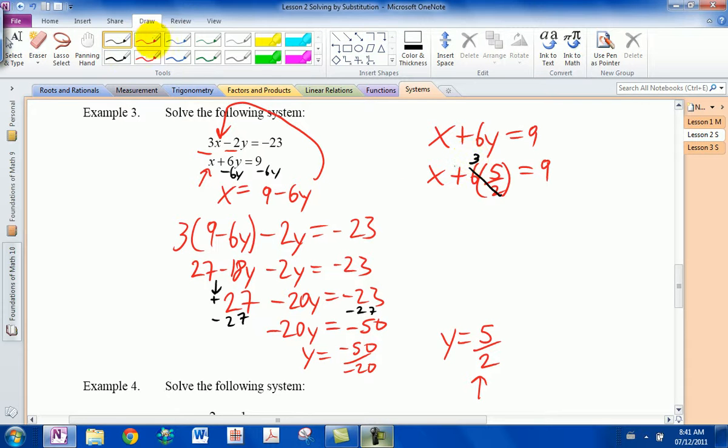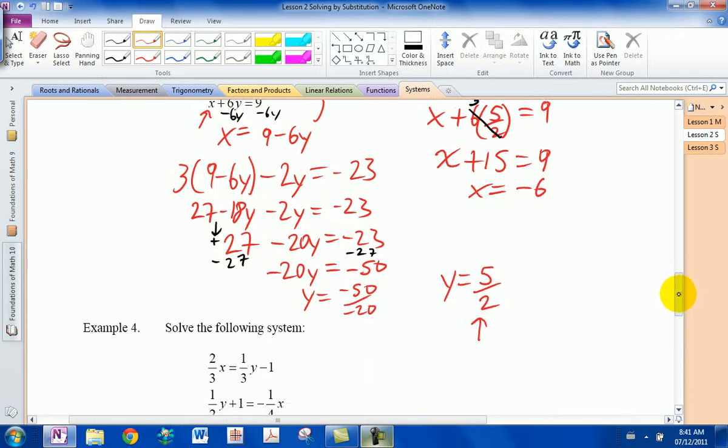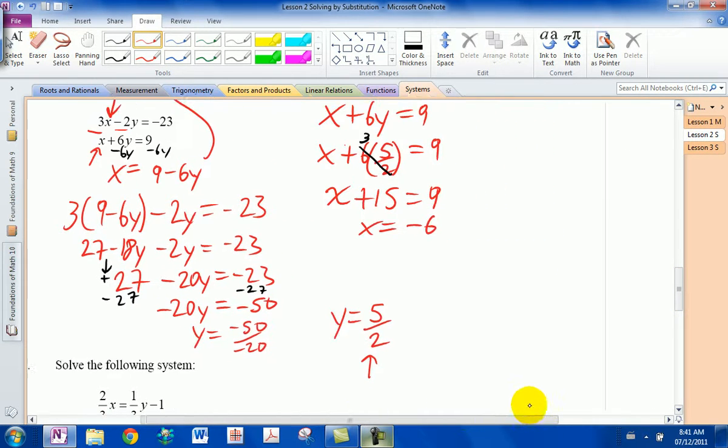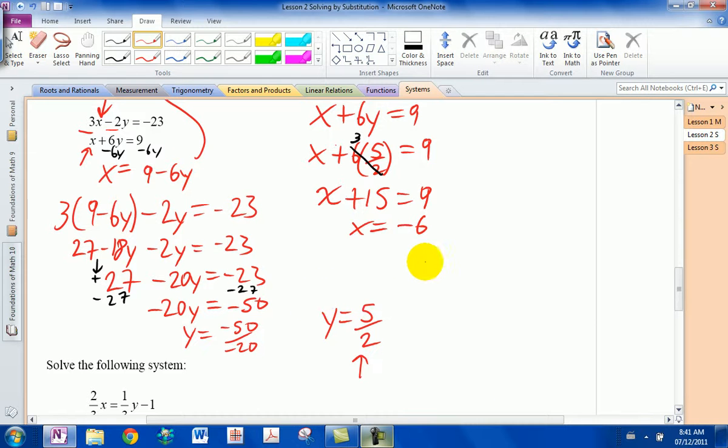So now we have x plus what? 3 times 5, which is 15, equals 9. Isn't that awesome? You got rid of your fractions just like that. Whew, thank goodness. Choose wisely so you can get rid of your fraction. And so what's the x going to equal then? Negative 6. So we have 2 little answers that we have to use our algebra for.